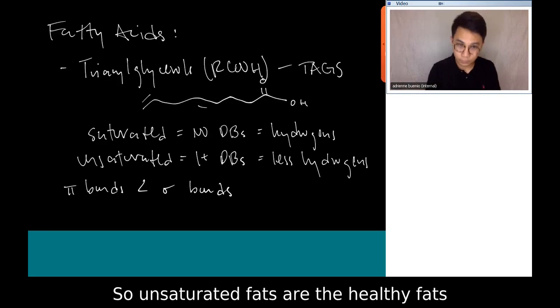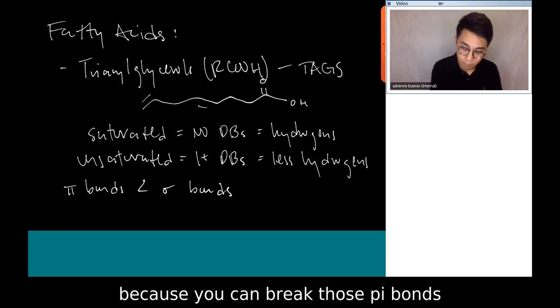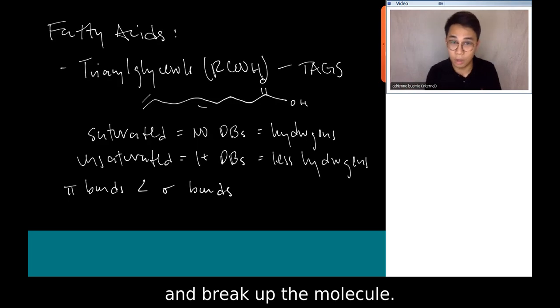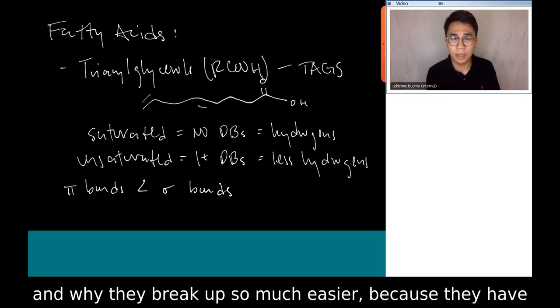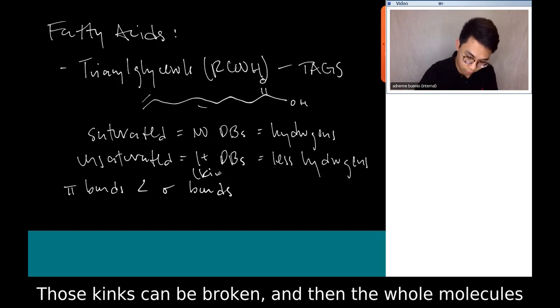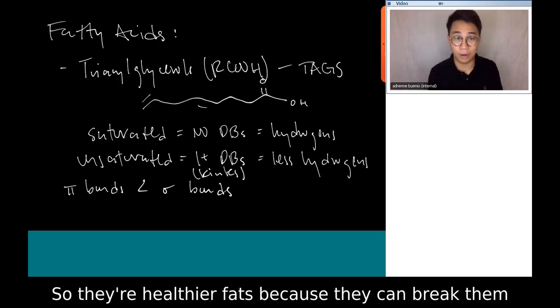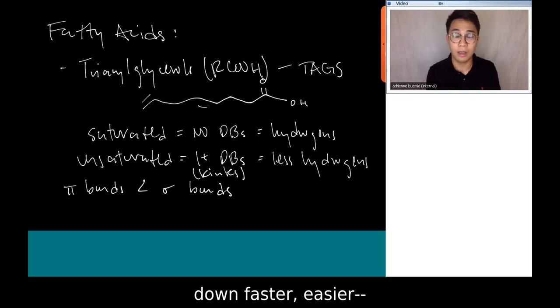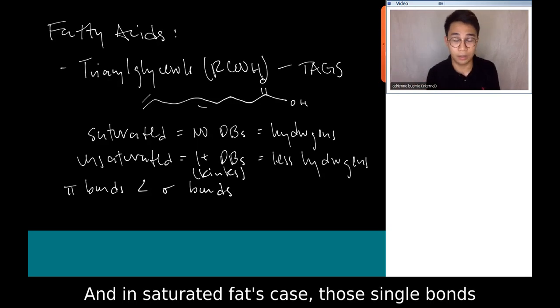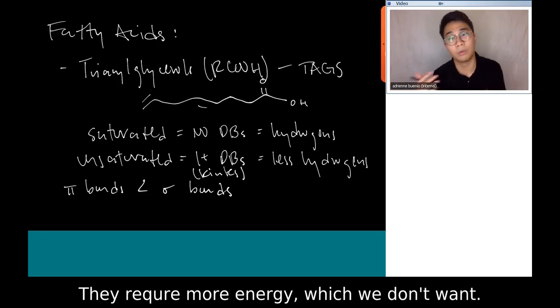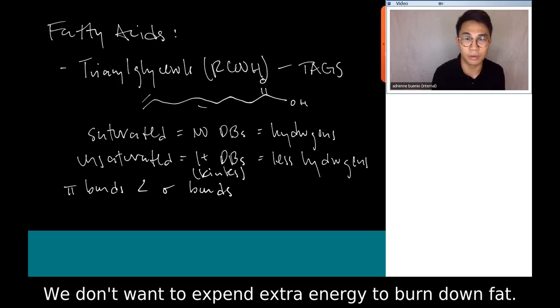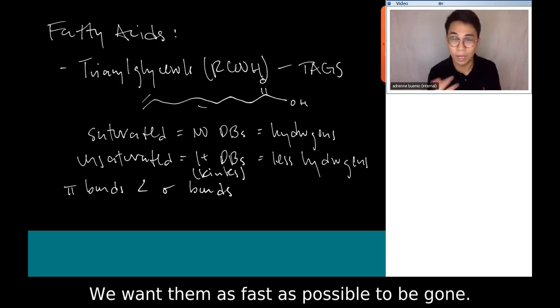So unsaturated fats are the healthy fats because you can break those pi bonds and break up the molecule, right? Another word for unsaturated double bonds, and why they break up so much easier, is that they have kinks. Those kinks can be broken and then the whole molecule is broken down. So they're healthier fats because you can break them down faster and easier. In the saturated fats' case, those single bonds are harder to break, requiring more energy, which we don't want, right? We don't want to expend extra energy to burn down fat. We want them gone as fast as possible, right?